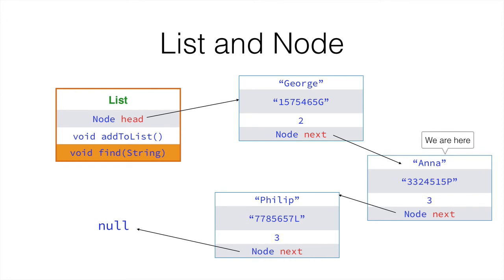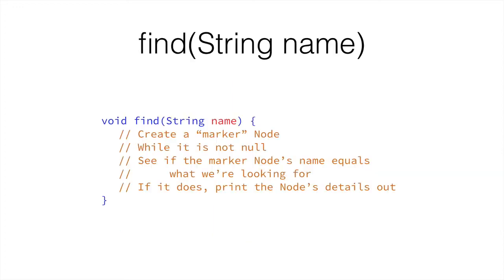And then we're going to check again. Is this node's name Anna? We're going to find it is. And then we're going to print Anna 3324515P and 3. So that's everything that this method is going to do. Let's see how we could program this.